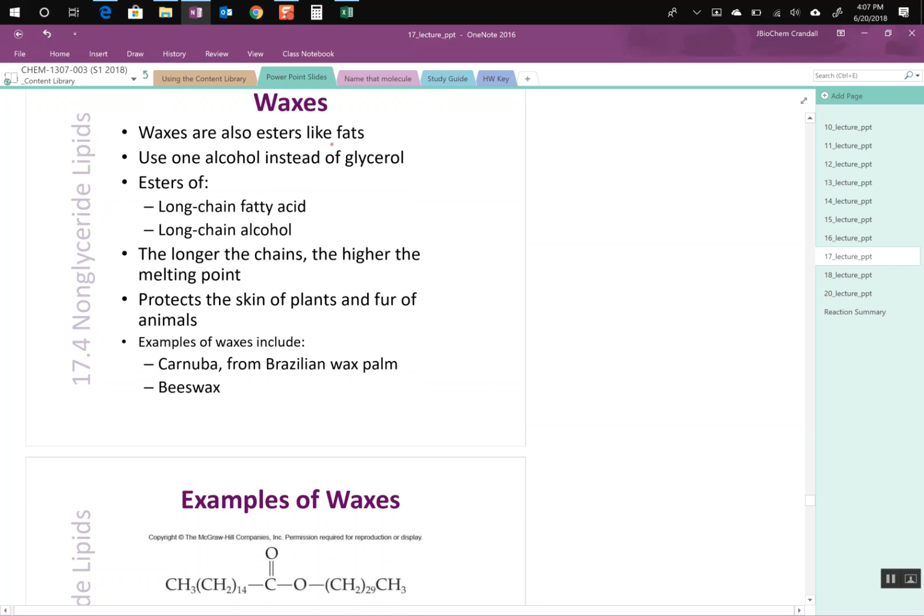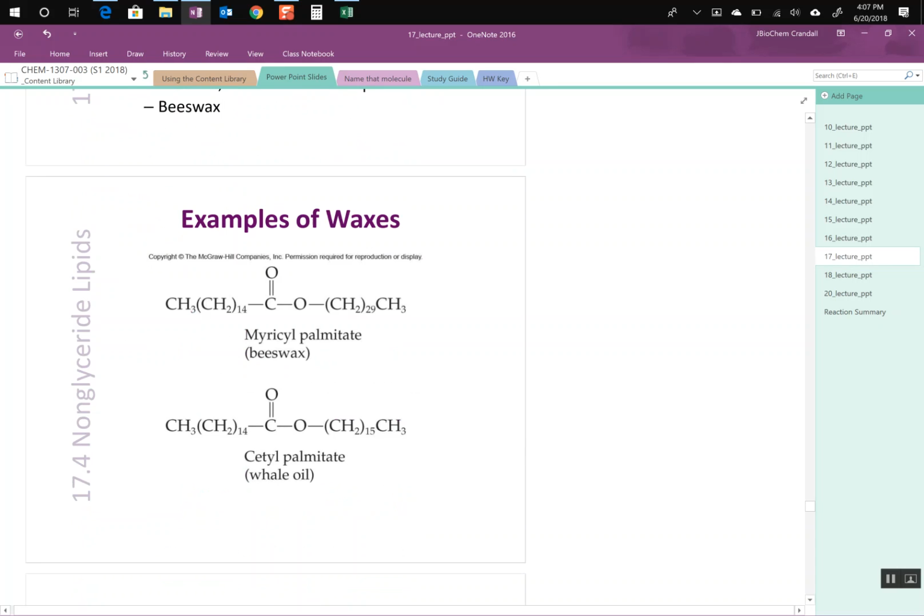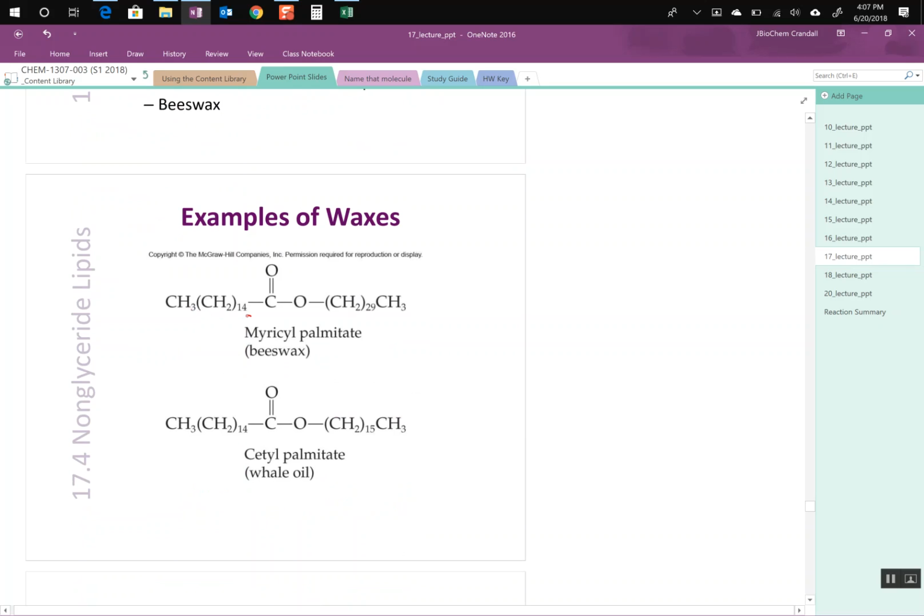So these waxes are also like these carboxylic fats, these acid fats. They're going to be esters, using one alcohol instead of a glycerol. So instead of having a reactant with a 3-alcohol carbon for these fatty acids, you're just going to have one alcohol. So they're going to be long-chain fatty acids and long-chain alcohols. So you're going to create that ester group with 2 long chains on both sides of it for these waxes.